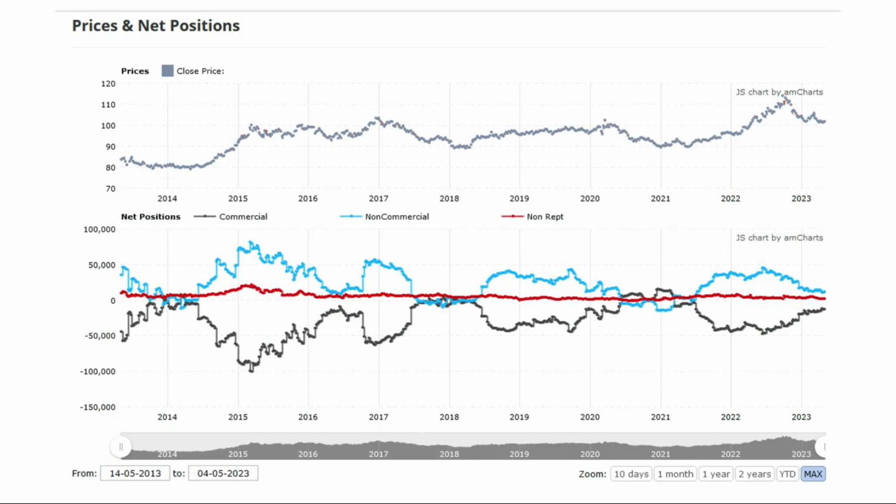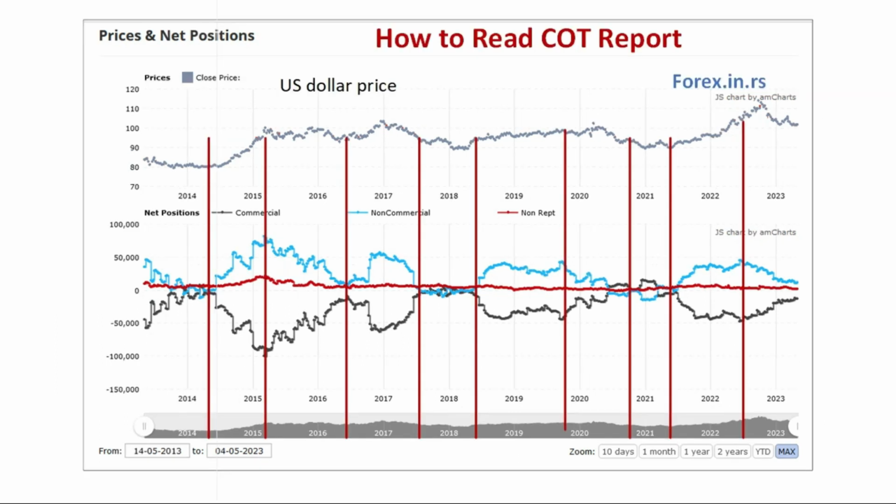You see the blue line is non-commercial traders. The gray line is commercial traders. The red line is others. So you watch this chart, and above this chart you have the US dollar chart. So how can we interpret the COT report, how can we get some conclusions, some help? I will show you. Look at this. What you can do is very simple. On this chart you find all spots, all places on the chart where the lines of the commercial and non-commercial traders overlap.